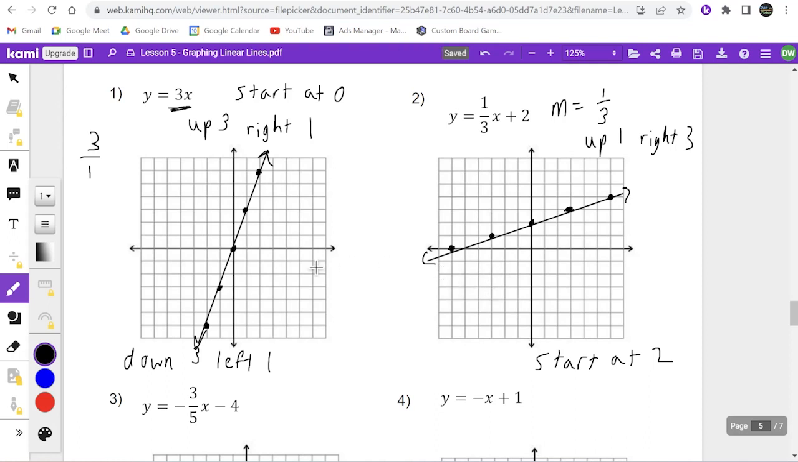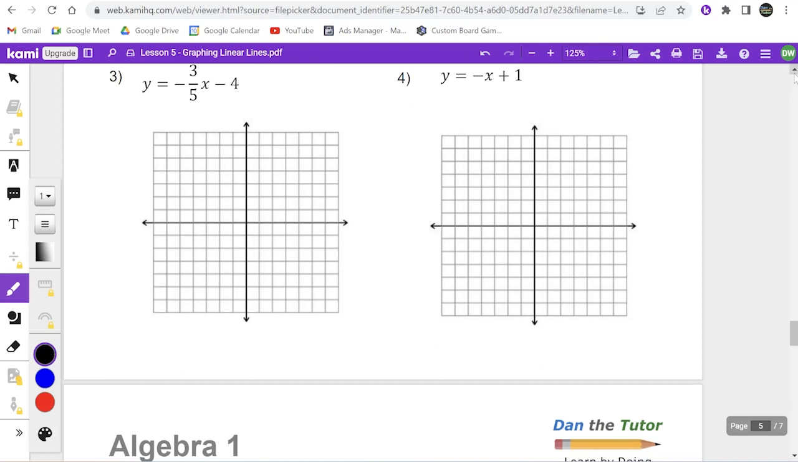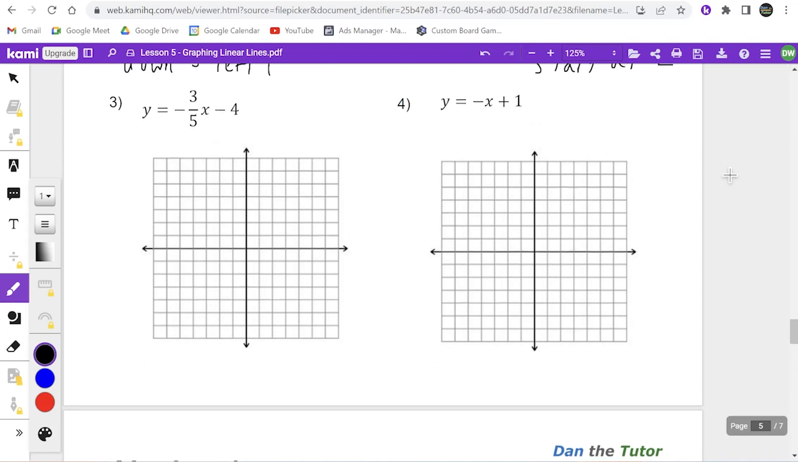So why don't you go ahead and give numbers 3 and 4 a try. Do number 3 at first, then unpause the video and I'll explain how to do it. And then we'll go over number 4. Number 3 is way harder than number 4, by the way. But go ahead, do number 3. I'll give you a few, just pause the video. I'll show you in a second.